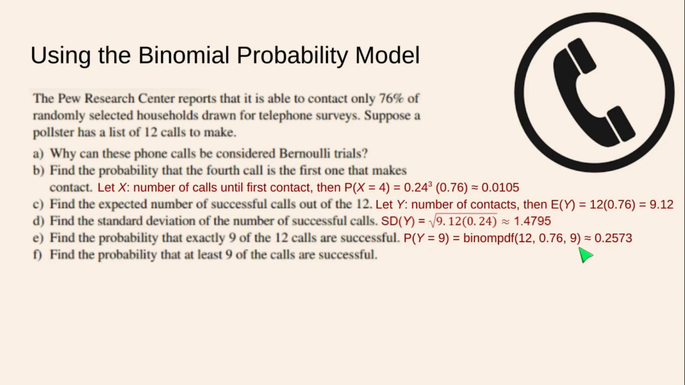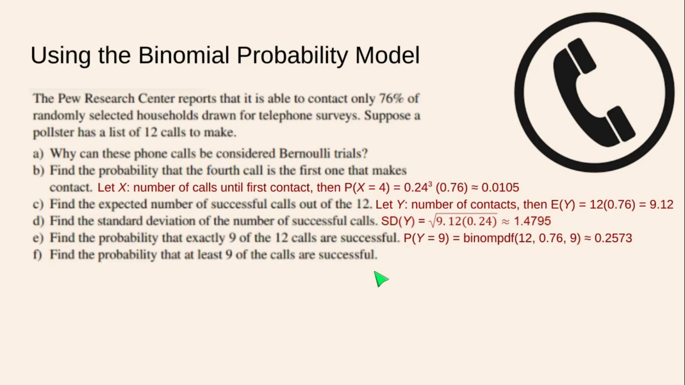All right, now 9 is 75% of 12, so with a 76% chance of success, we're expecting about 9 out of 12 to work out, so this is going to be a likely event right off the bat. That should not surprise us that we already have a 1 in 4 chance of landing exactly on 9 successes.